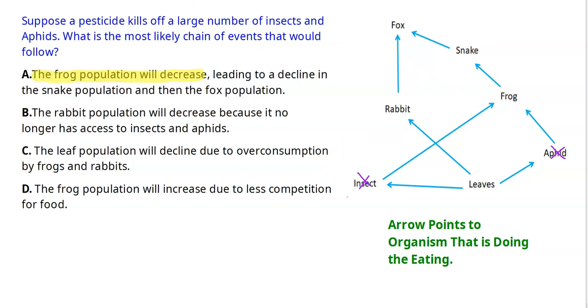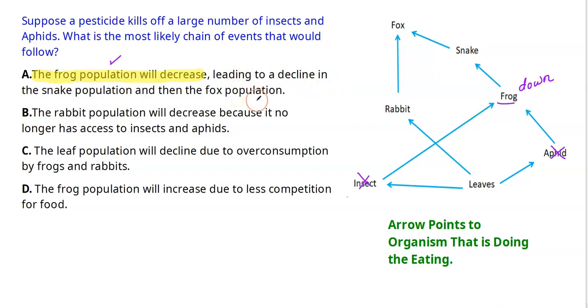So here's the frog right here. Would the frog population go down? Yes, right? The aphid's giving energy to the frog. The frog's eating the aphid. There's less aphids to eat. There's less food for the frog. So the frog population would decrease or go down. Remember, decrease means to go down. So this part checks right here.